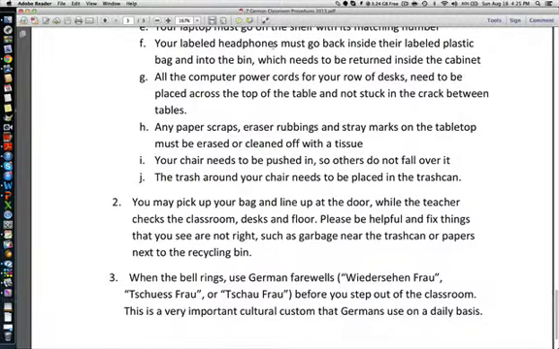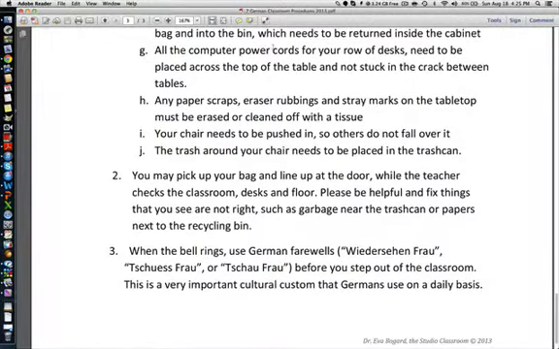Number 2. You may pick up your bag and line up at the door while the teacher checks the classroom desks and floor. Please be helpful and fix things that you see are not right, such as garbage near the trash can or papers next to the recycling bin.